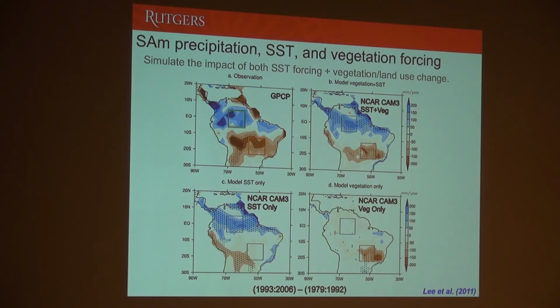But we also know that there's been this historic pattern of deforestation and other land use modification, and so maybe that's played a role. So Jung-Yoon set up a set of experiments. This is the control experiment where she put in both the sea surface temperature forcing and the known forcing from land use change. And as far as model experiments go, it's a pretty reasonable match between the observed behavior and the model.